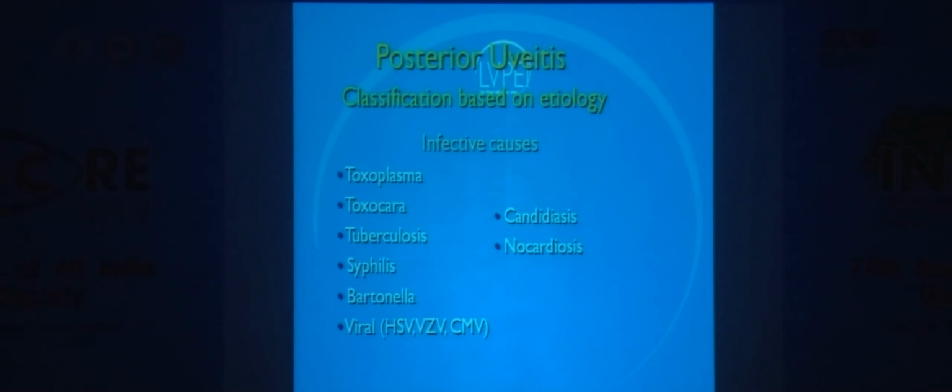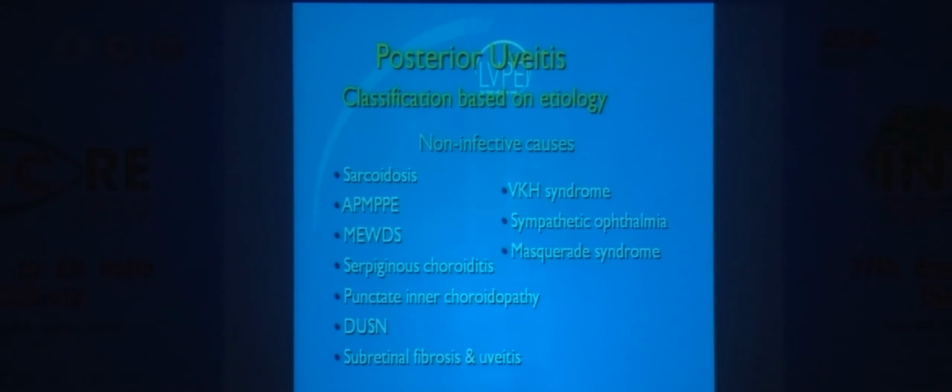Now, if you look at it, posterior uveitis, if you divide them on the basis of etiology, they can have infective as well as non-infective causes. Toxoplasma, toxocara, tuberculosis, syphilis, viral infections, candida, nocardia, all of them can be infective causes of posterior uveitis. Whereas sarcoidosis, APMPPE, serpiginous choroiditis, punctate inner choroidopathy, VKH, sympathetic ophthalmia, there can be multiple non-infective causes, and it is important to differentiate between the two because your treatment will differ. If you end up not treating the infection, you might end up jeopardizing the eye, and you might not have as good outcomes as you may if you identify the infective etiology.